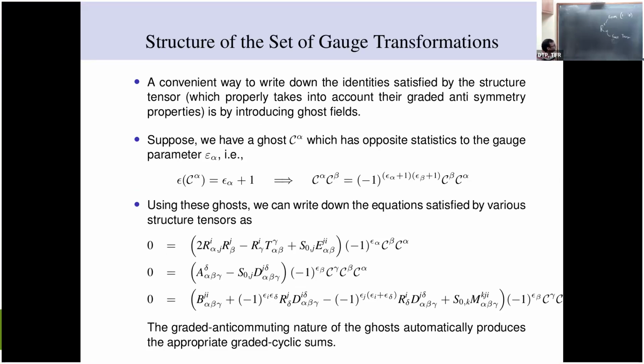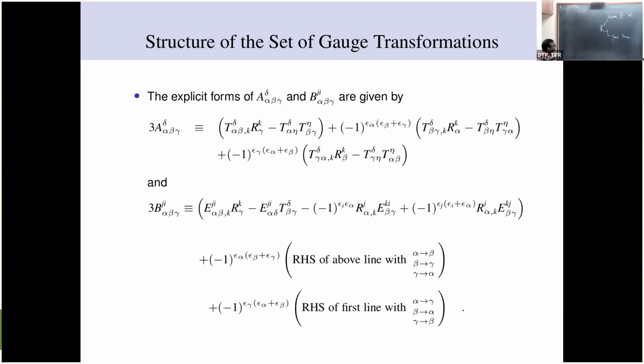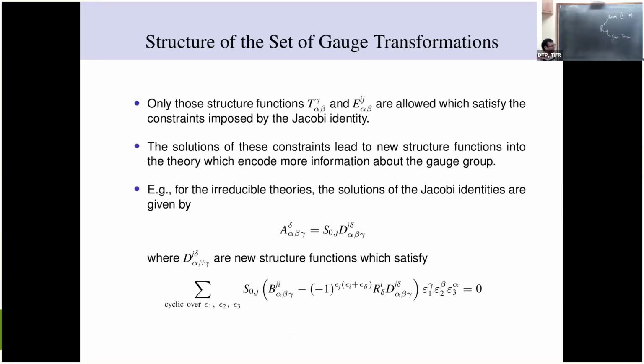Then in terms of these ghosts, you can write down the equations satisfied by the various tensor structures in this way. And this anti-symmetry property of the ghost automatically takes care of all the cyclic sums and so on. It's just a convenient way. So the first one is the commutation of two gauge transformations. The second one is the Jacobi identity. The third one was the solution of A in terms of D; when you put it back, it should satisfy this Jacobi identity.